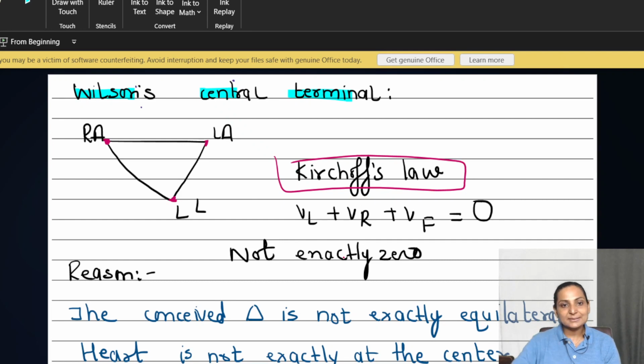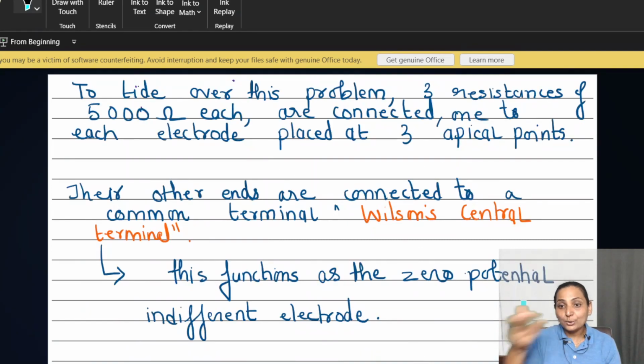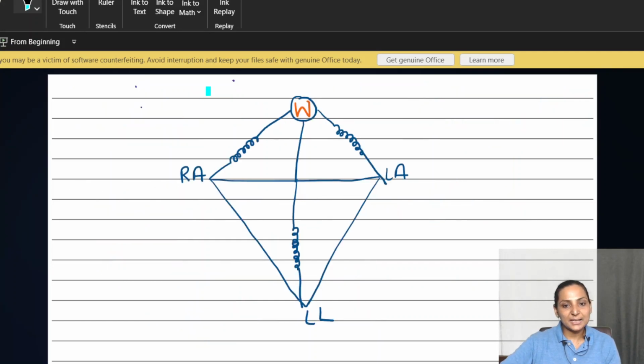What is the reason? The reason is this conceived triangle is not exactly equilateral. Even if you look, it is not exactly equilateral. And second, the source of current like the heart is not exactly in the center. So it is not ideally following the law of zero. So to tide over this problem, 3 resistances of 5000 ohms each, I repeat, 3 resistances of 5000 ohms each are connected, one to each electrode placed at the apical points. So what did we do?